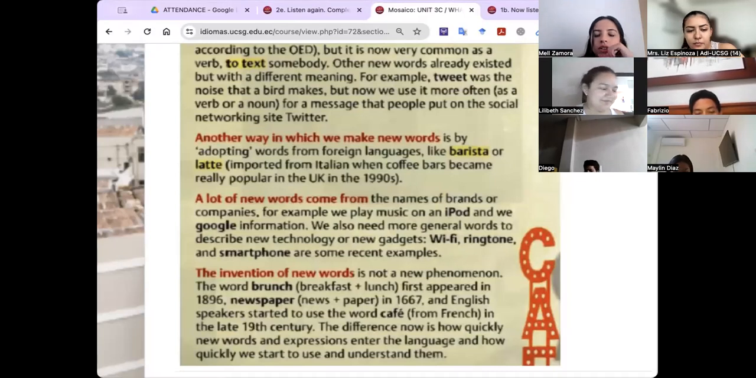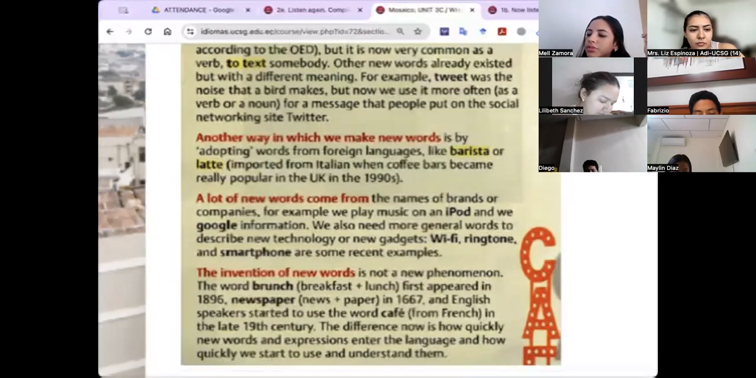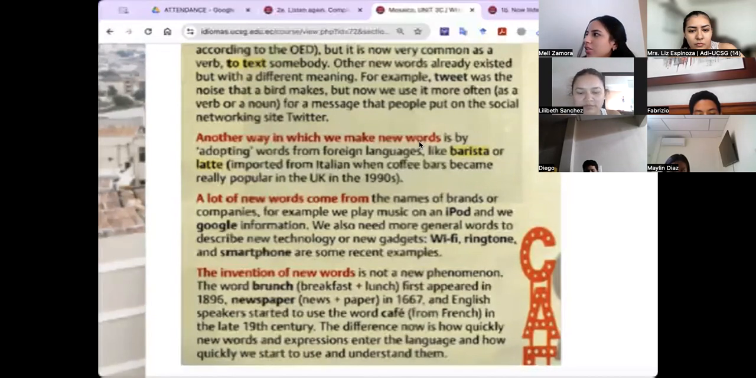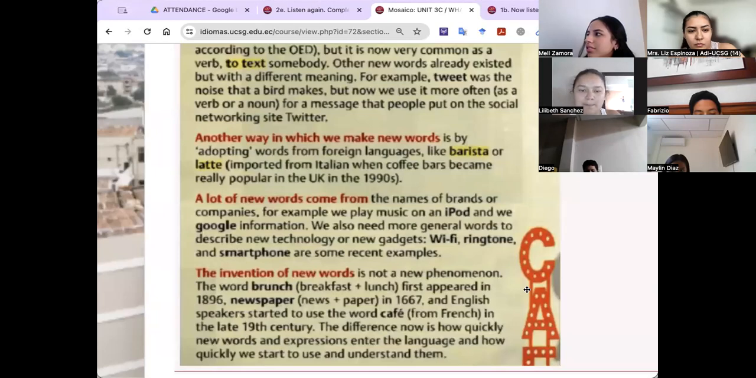Another thing is that a lot of new words come from the names of brands or companies. For example, we play music on iPod and we Google information. We also need more general words to describe new technology or needs that it creates. Wi-Fi, ringtone, and smartphone are some present examples.